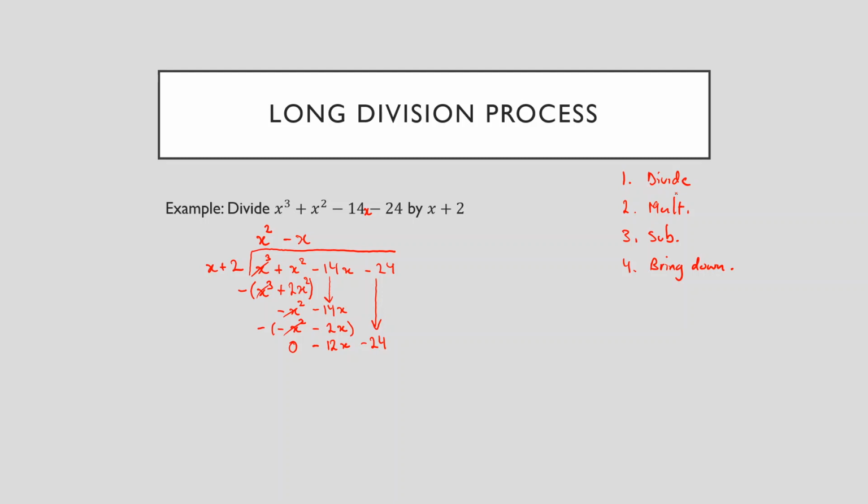So divide. Remember, you just divide the first term. Ignore the 0. Here the first term is minus 12x. We're going to divide negative 12x by x. Okay, negative 12x divided by x is negative 12. Step 1 is done. Step 2, multiply.